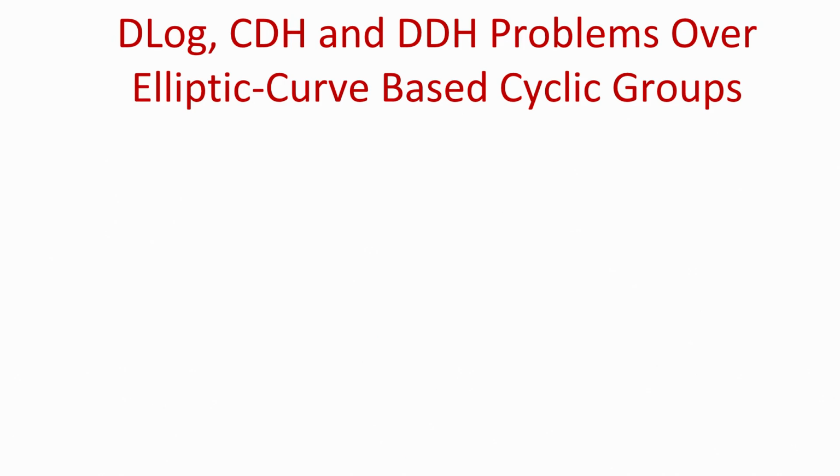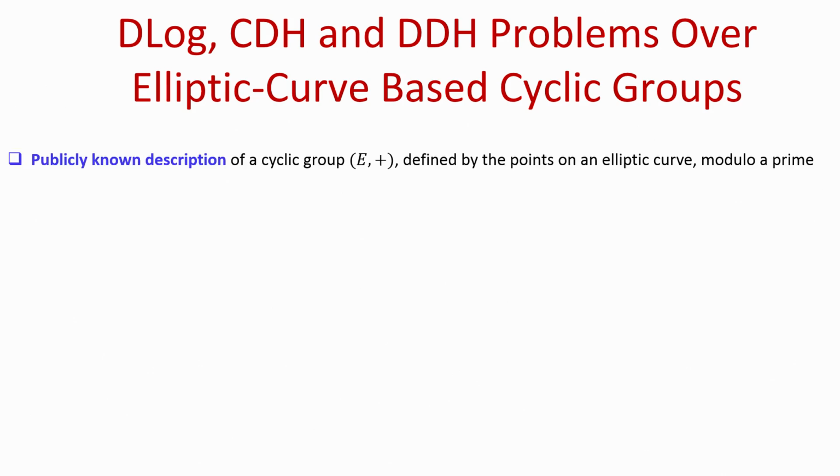So, now we have another candidate group, namely the elliptic curve based cyclic groups, and let us see how exactly the D-log problem, CDH problem and DDH problem will look like over these groups. In the description of the D-log, CDH and DDH problems that we had seen in the last lecture, we assumed that the underlying group operation is the multiplicative operation. But now we just want to recast those definitions in the elliptic curve based cyclic groups.